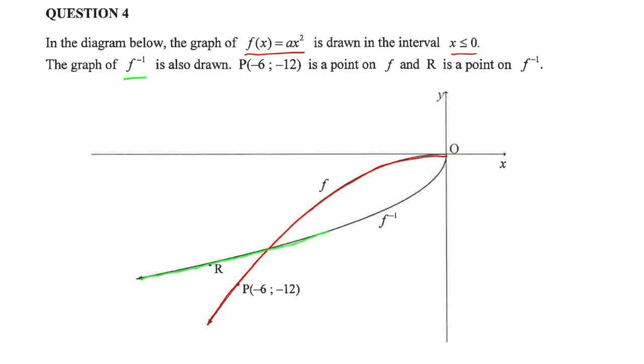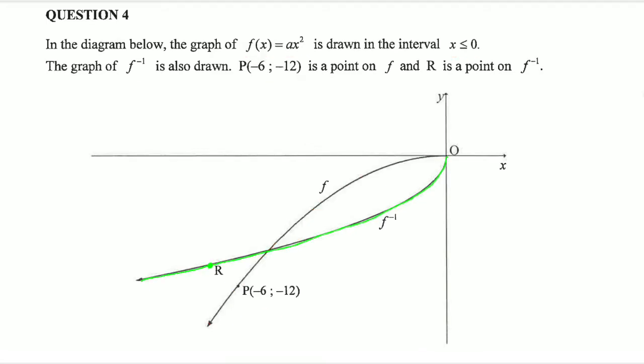And f inverse is the inverse of the red graph. We've been given point P, and P lies on f. This is point P, and we've been given its coordinates. We have R on f inverse, and here's R, and we've not been given its coordinates. Now let's move on to the first question.